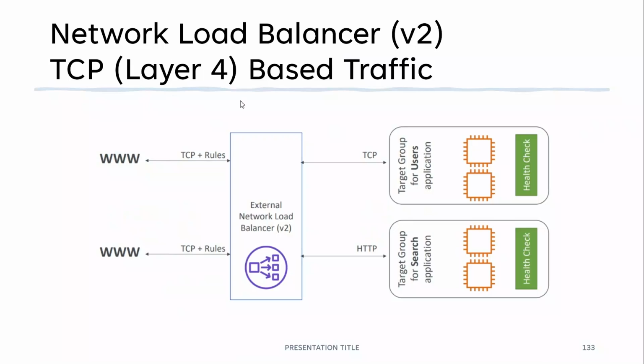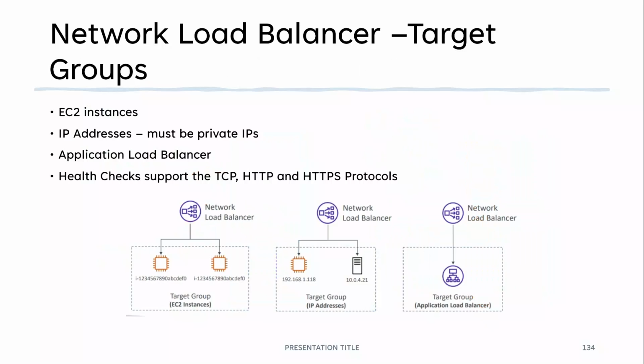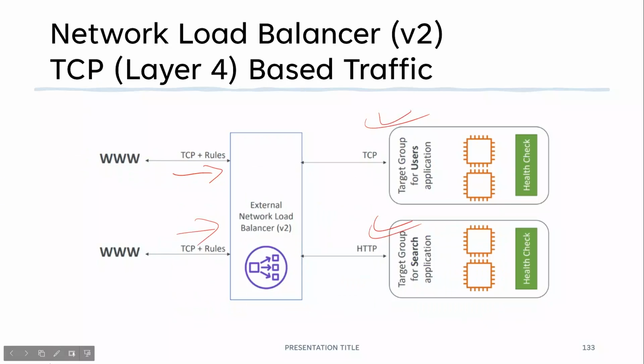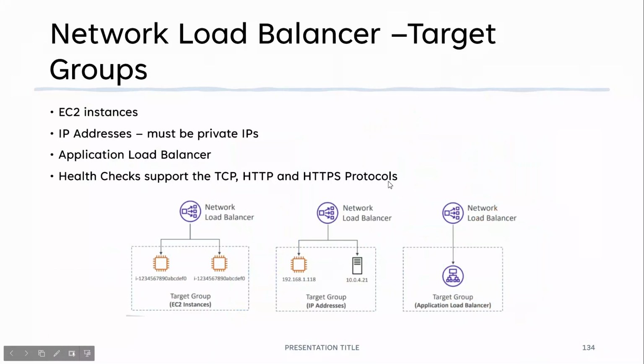Network load balancers, TCP layer 4 based traffic. Basically, what will happen is your request comes in, it is TCP plus whatever rules you have, and then it just forwards it to target group 1, target group 2, right? Basically, it's the same kind of thing as application load balancers. So network load balancers also work with target groups. Sorry, let me just remove all this ink from here, otherwise it will just stay there. Okay, network load balancer, target groups.